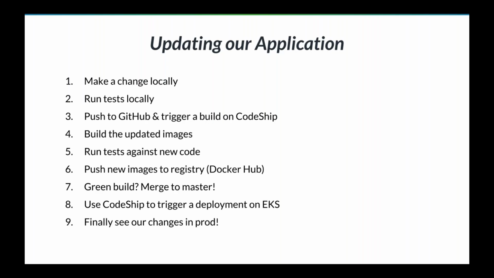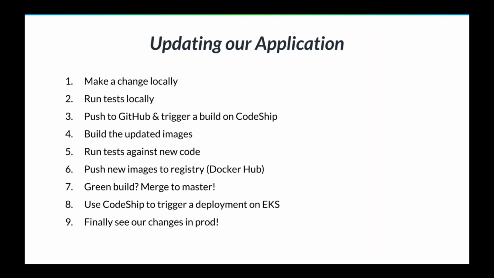And to do that, we're going to need to do quite a few things. So as I mentioned before, EKS is managed, but it's not magic. And CI/CD and deploying to the cluster is also not magic. So we need to make the change locally. We've done that. We can run tests locally. Then we need to push to GitHub and trigger a build on CodeShip. CodeShip is going to build the images, run tests against the new code, push that image to a registry, because that is our distribution mechanism for this source code.